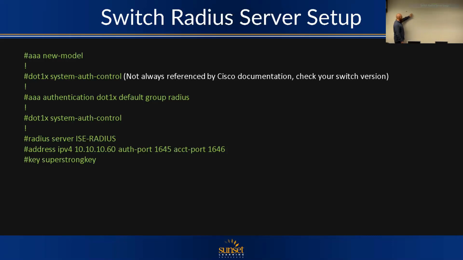We're going to define a AAA authentication group. We'll say aaa authentication dot1x default group radius. We're going to be identifying our radius group to authenticate. And then we identify that there is a radius server. There's a radius server, give it a name, what's the IPv4 address, put in some authentication, accounting ports, plug in the key, super strong key. Don't actually use that as your password. The shared secret between the switch and the server. So we're just telling the switch, turn on AAA, that's your radius server for authentication.